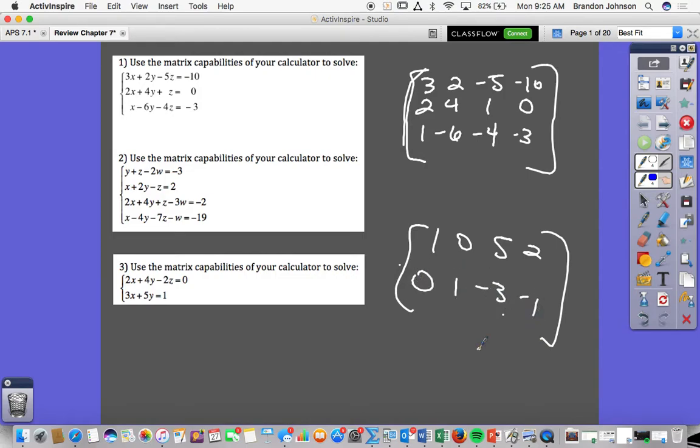Okay. So what I want you to do is this. Set this up as x plus 5z, because this is x, y, z in solutions, right? So we would say x plus 5z equals what? 2. Good, that's the first equation. The second equation would be what? y minus 3z equals negative 1.